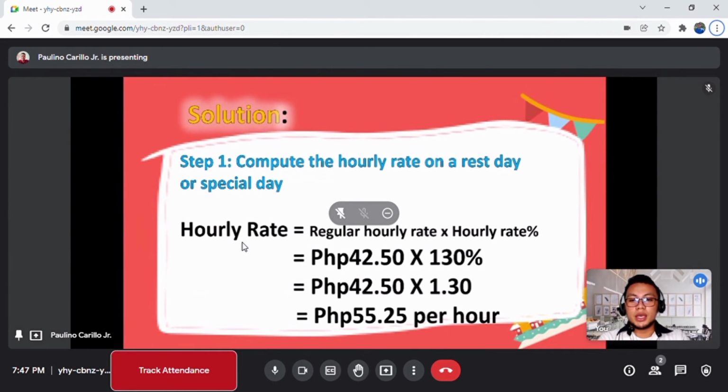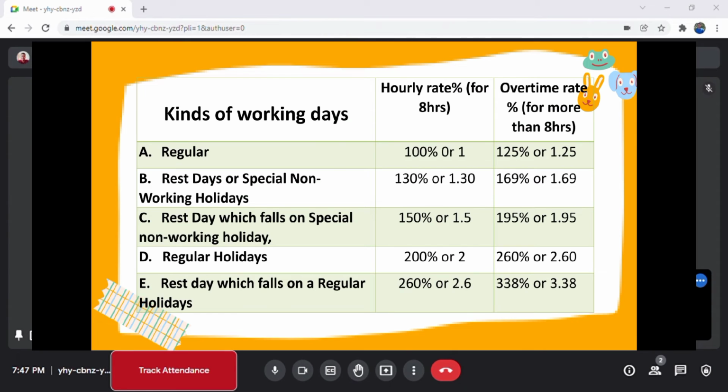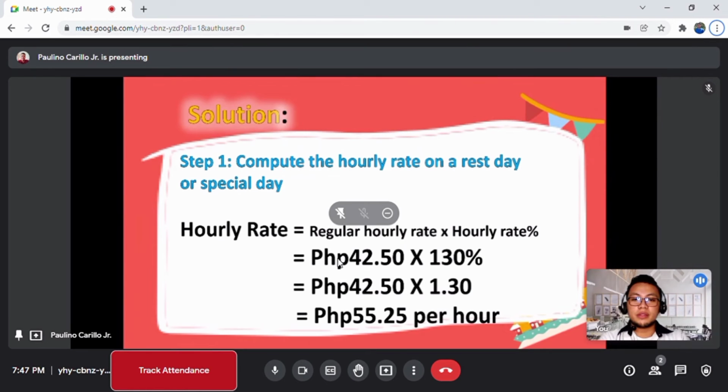We simply get her hourly rate. How are we going to solve for her hourly rate? We just multiply her regular hourly rate by the hourly rate percentage written on the table a while ago. On this one, notice in this table, the rest day or special working holidays has an hourly rate of 130% or 1.3. Therefore, we should multiply this regular hourly rate of Myrna by 130% or 1.3.